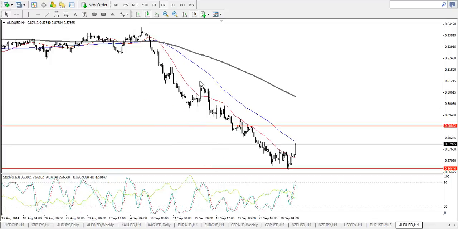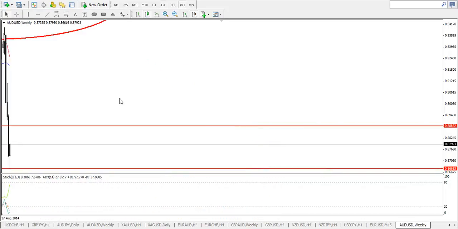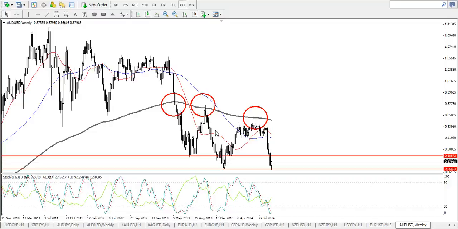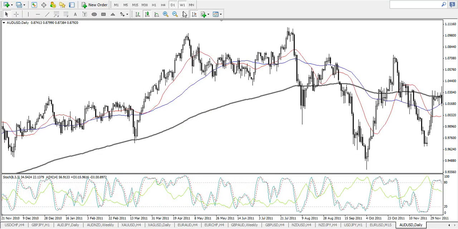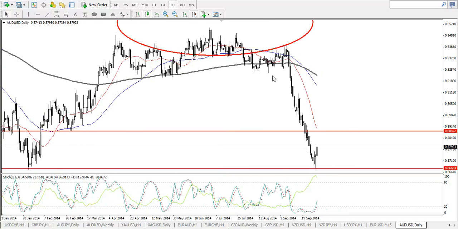Taking a look at the Aussie itself, price has finally reached the previous low at 0.86646. Alright, this is the one I'm talking about. If I zoom out to the weekly charts, you'll get what I mean. Alright, the previous low back in January 2014, so price has touched the level and it started to rebound. But then again, on the fundamental level, we know that the Aussie is weakening against the US dollar.